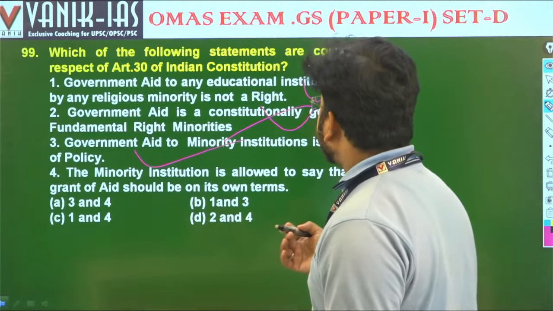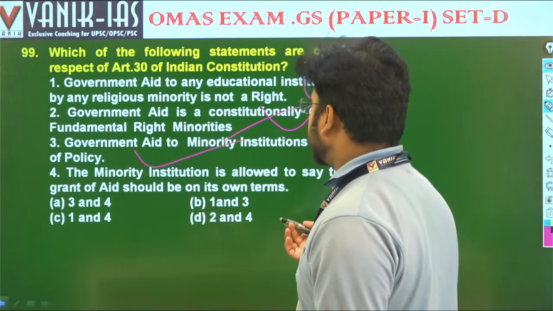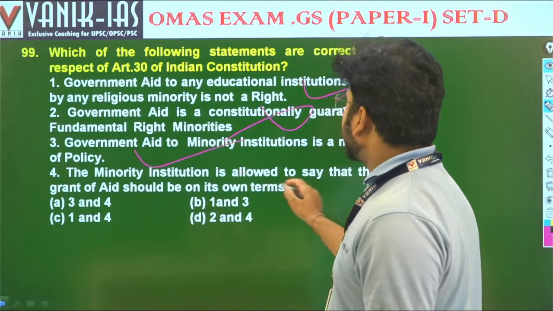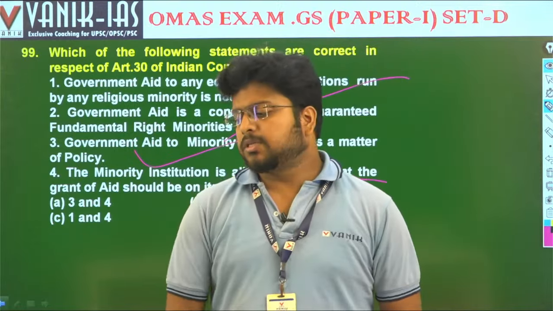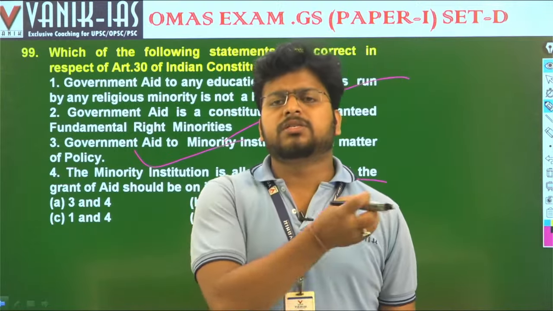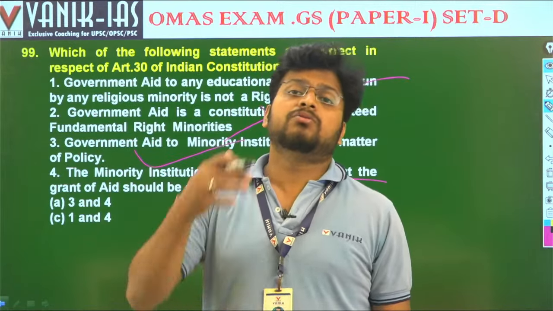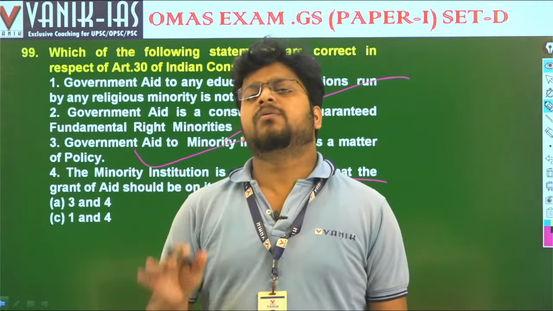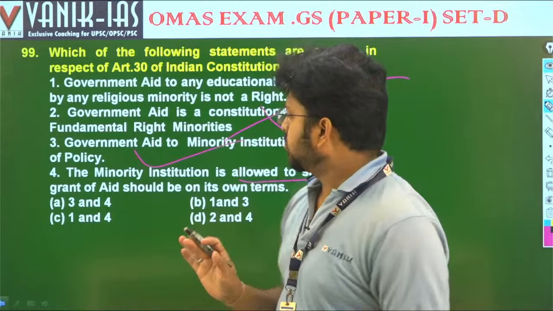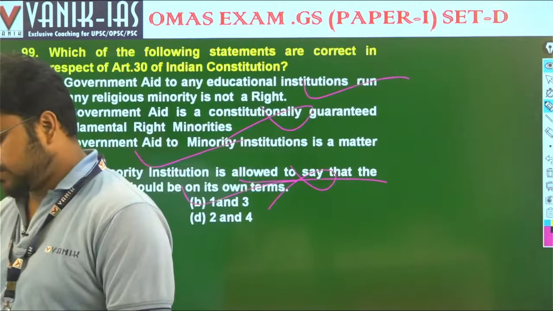The minority institution is allowed to say that the grant of aid should be on its own terms. Own terms means minority institution will decide. That means suppose a madrasa or a religious institution will decide how much money they will get. According to their law, government of India will function. No. Government of India will function on its own law. So obviously this is wrong. So 1 and 3 options are correct options. Okay.